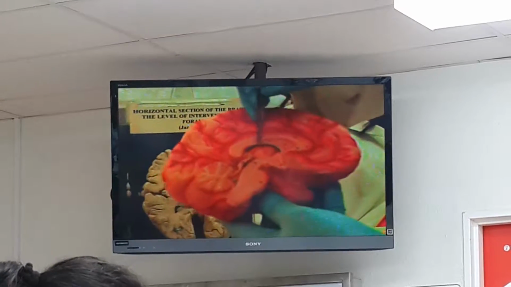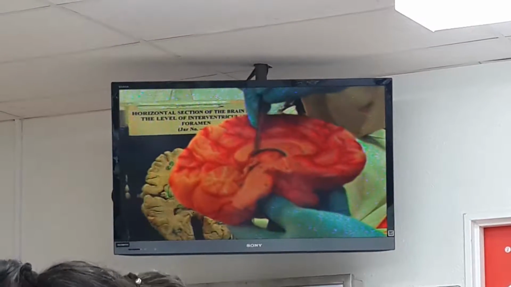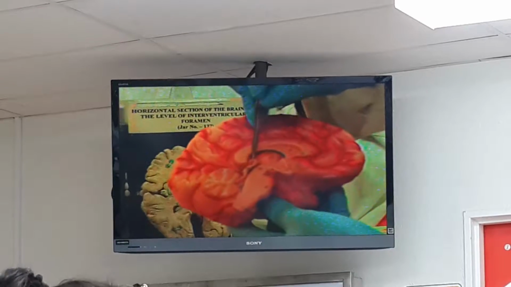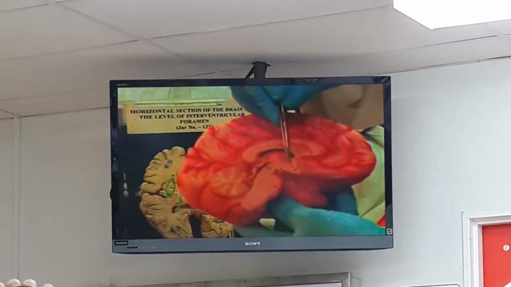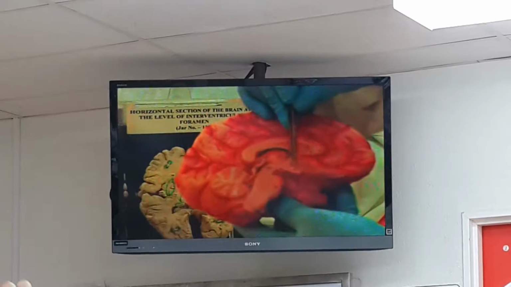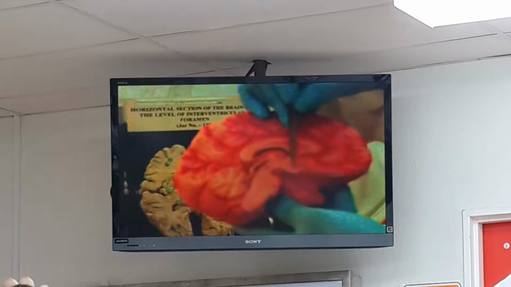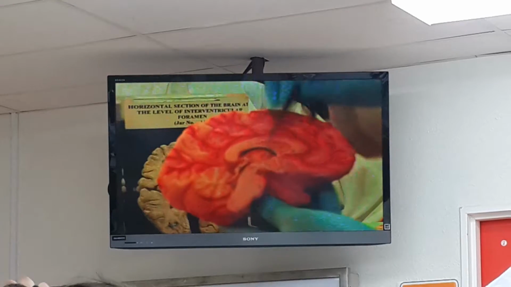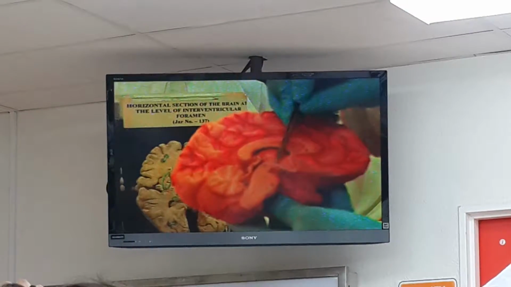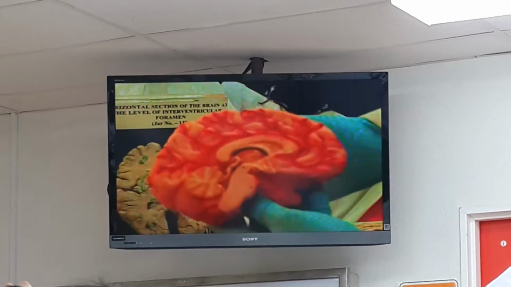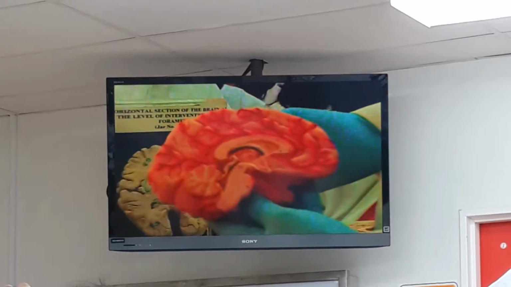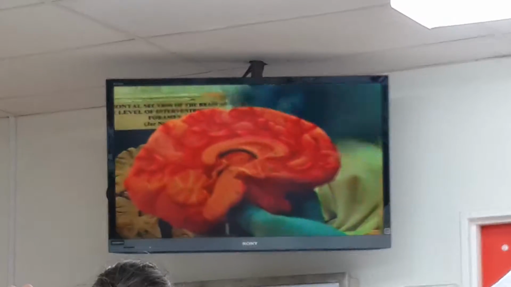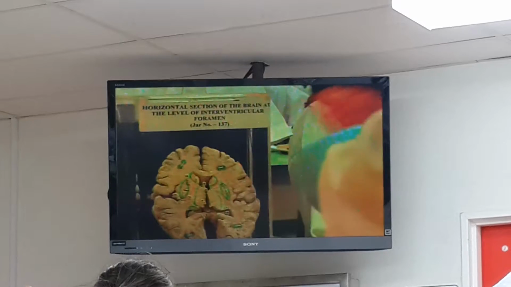This is called the thalamus. This is the largest part of the diencephalon. Below and in front of the thalamus, this somewhat triangle-shaped area is the hypothalamus. So the thalamus is above, and below is the hypothalamus. These two you have identified. Okay. So now I will show the same structures in the specimen.